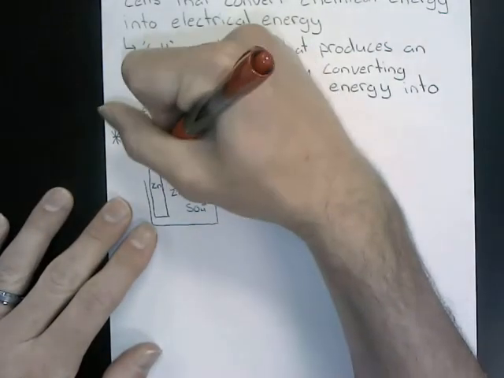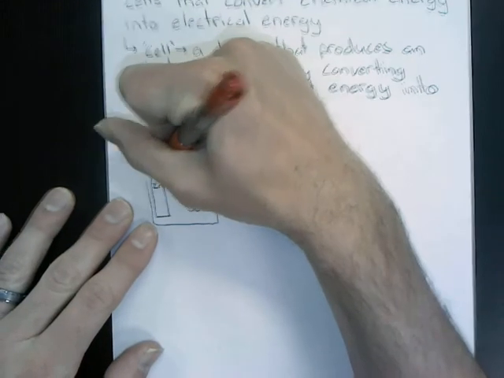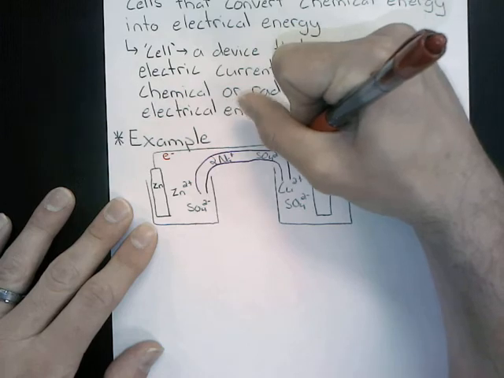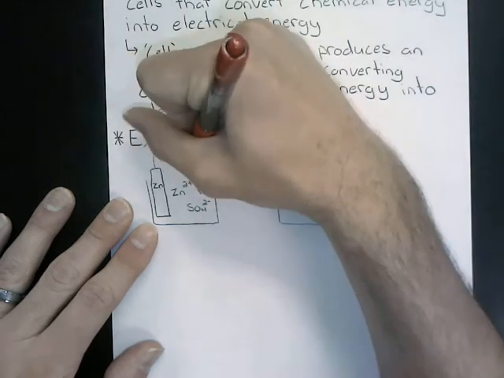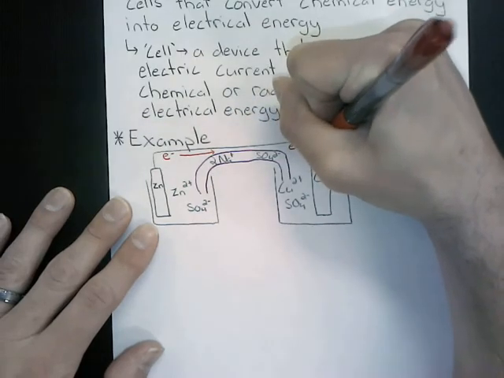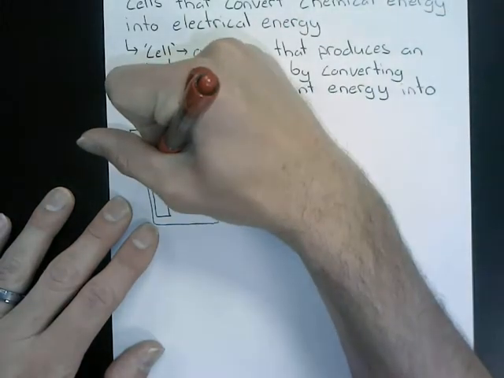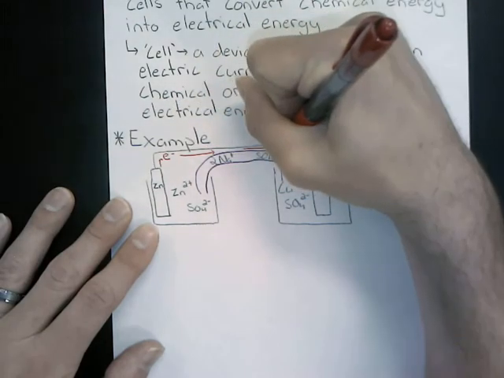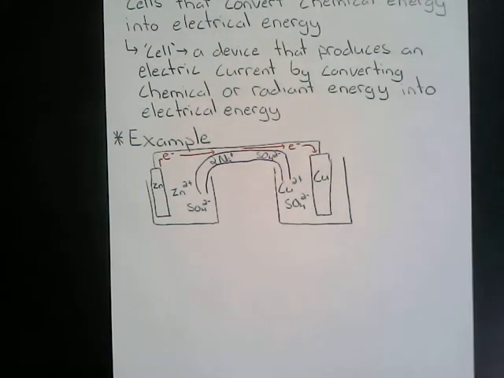So I just want to put one more thing here. This right here that I'm writing down in red is the direction of travel of these electrons. So the electrons would go from the zinc to the copper metal. And it's all because it's connected in this sort of setup.